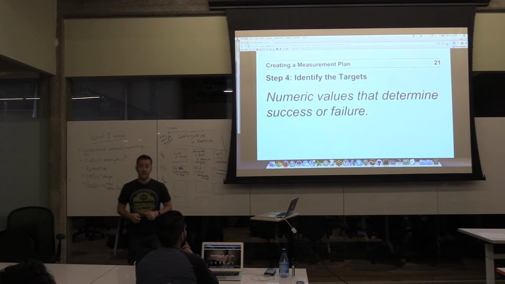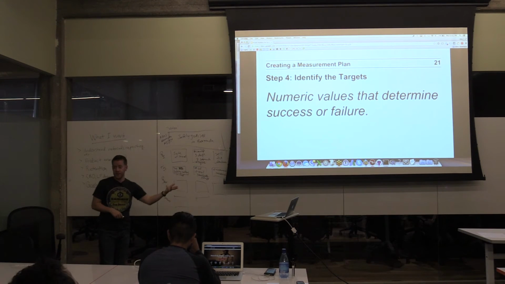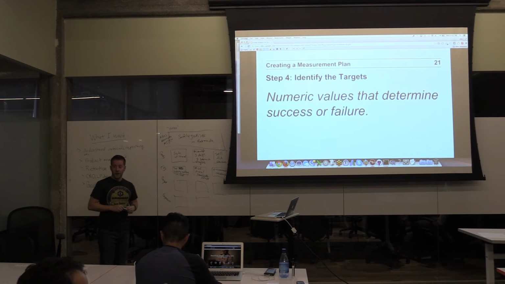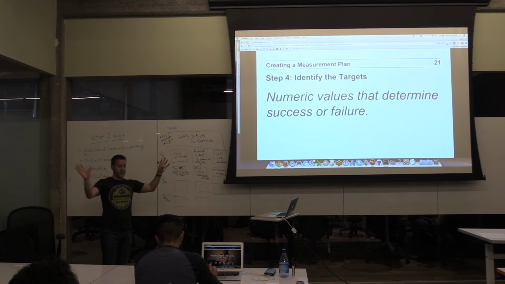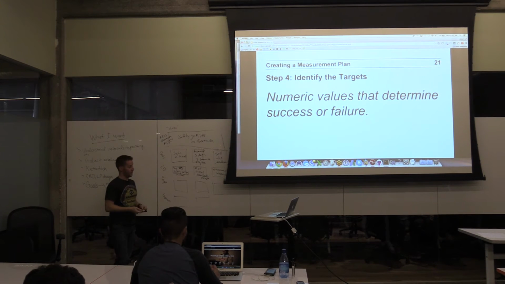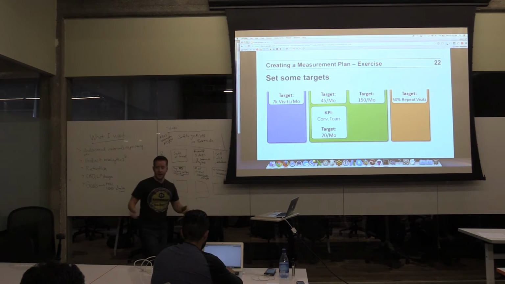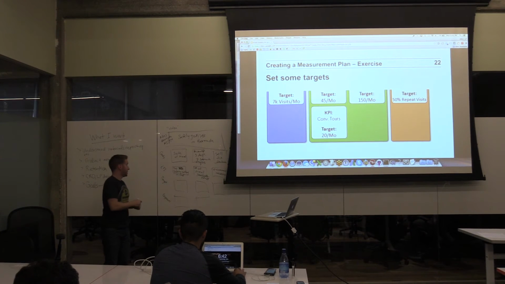So now in your digital marketing measurement plan, it's time to identify some targets. Targets are defined as numeric values that determine success or failure. So we're finally talking about numbers. All this high-level stuff, like our mission, and now we're going to talk about numbers. The exercise will be to set some targets.